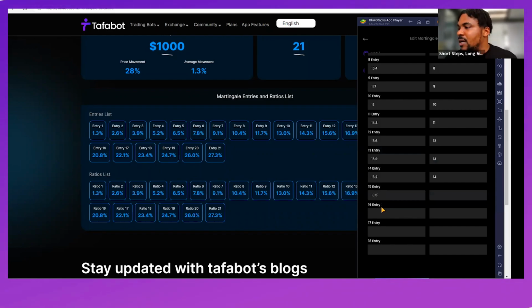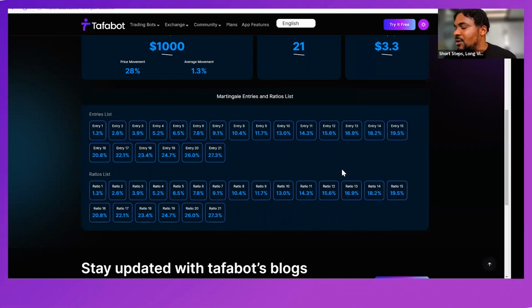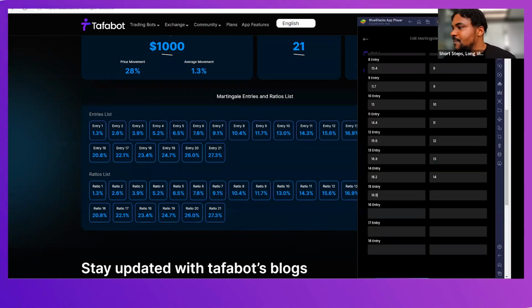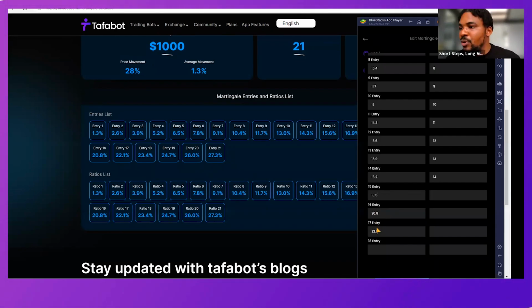I'm creating a very low capital into BTC because I'm going to put a whole lot of capital into altcoins that is going to give better profits. Then we have 20.8 and we have 22.1.